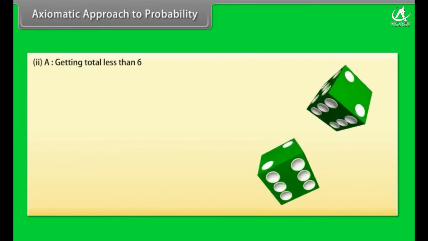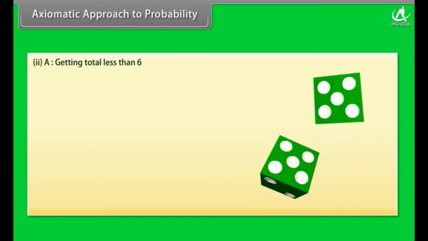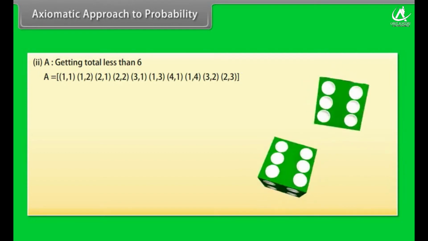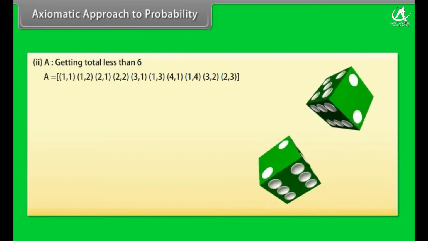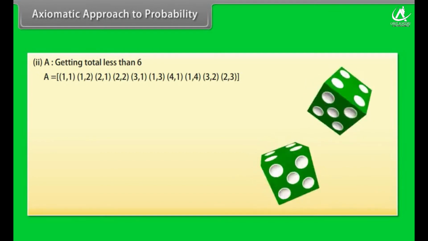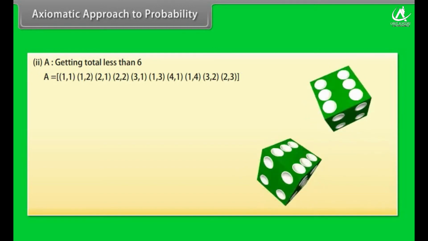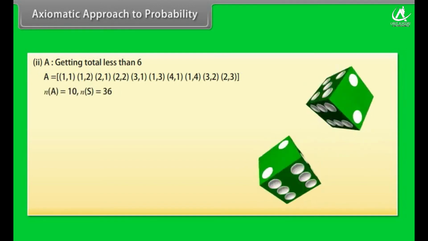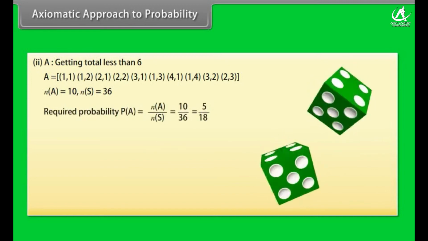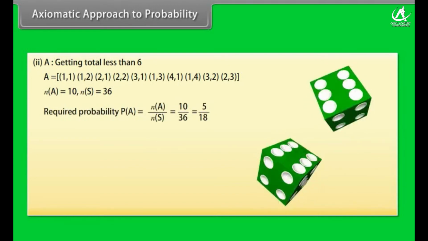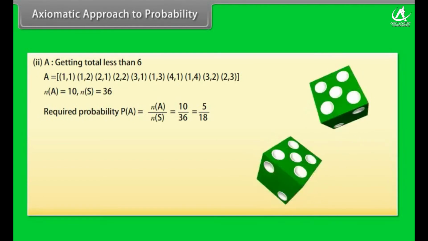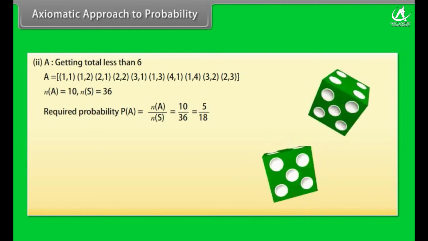2. A: getting total less than 6. A is equal to {(1,1), (1,2), (2,1), (2,2), (3,1), (1,3), (4,1), (1,4), (3,2), (2,3)}. n(A) is equal to 10. n(S) is equal to 36. Required probability P(A) is equal to n(A) by n(S) is equal to 10 by 36, which is equal to 5 by 18.